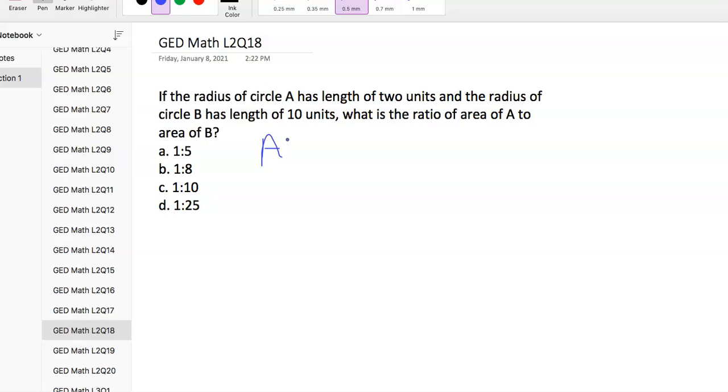If the radius of circle A has a length of 2 units and the radius of circle B has a length of 10 units, what is the ratio of area of A to B? Okay, so first of all, we have A. So it's still the pi r squared, right?